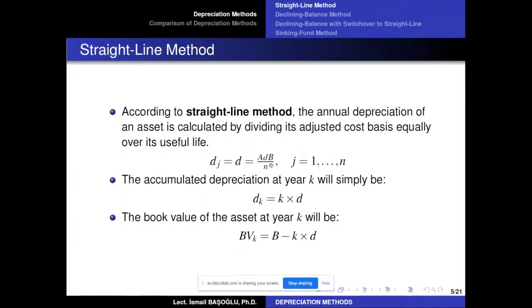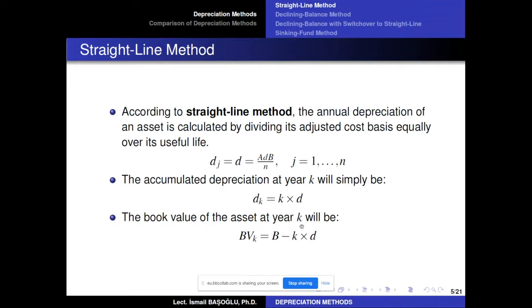Now, if you divide the adjusted cost basis by the number of years in the useful life, you will be calculating the annual depreciation amount for every year. In that sense, in the straight line method, the annual depreciation amounts are always equal to each other. They are constant in each following year. The accumulated depreciation at year K then will be K times D. So until the end of year K, the total accumulated depreciation will be K times D, where D is the constant annual depreciation amount.